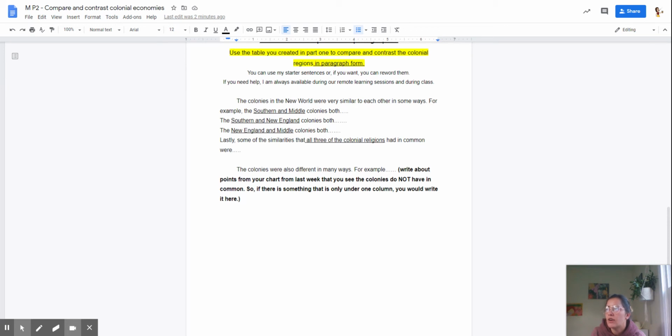So I gave you sentence starters for the first one. If you want to reword it and not use my sentence starters, that is totally okay. Right? But I did put them here if you want to use them. So, for example, in the beginning, it says the colonies in the New World were very similar to each other in some ways. For example, the southern and middle colonies, both.